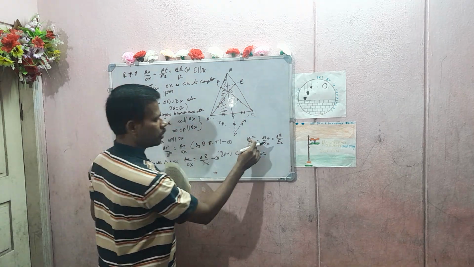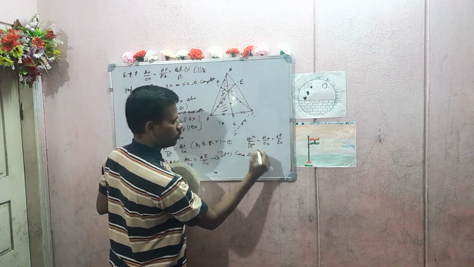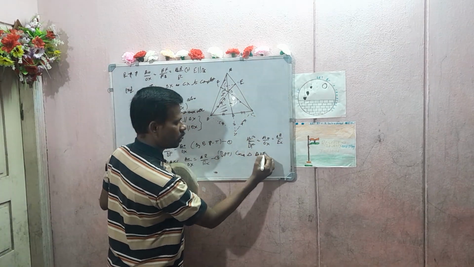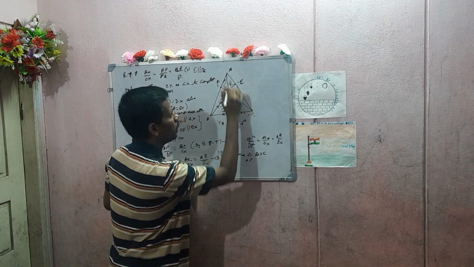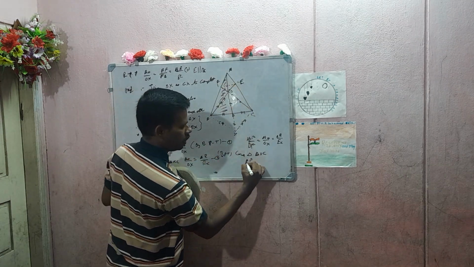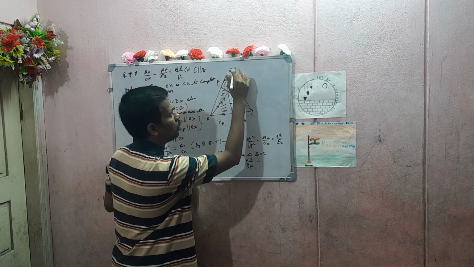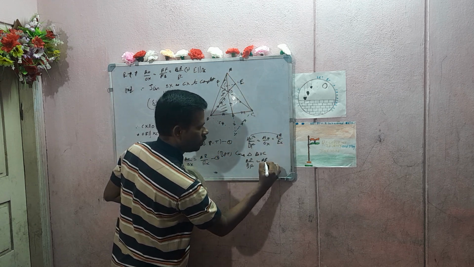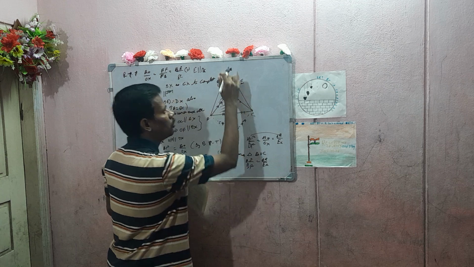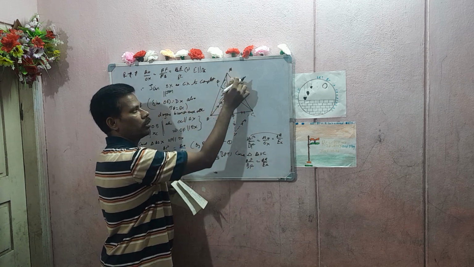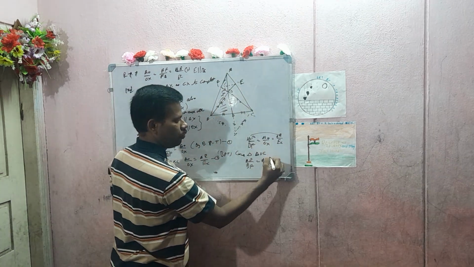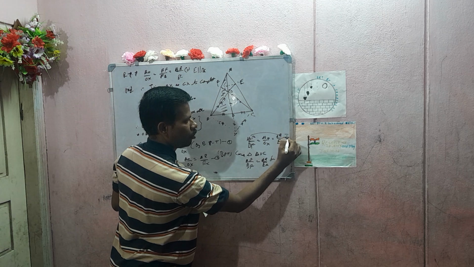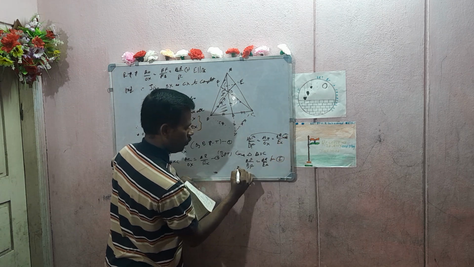From this, what we can say, AF by BF. Consider triangle ABC. AF by BF is equal to AE by EC. This is what is given, AE by EC. So AF by FB is equal to AE by EC, from equation 1.